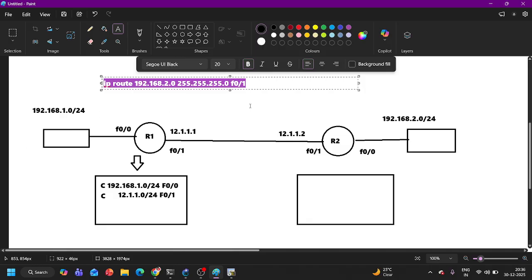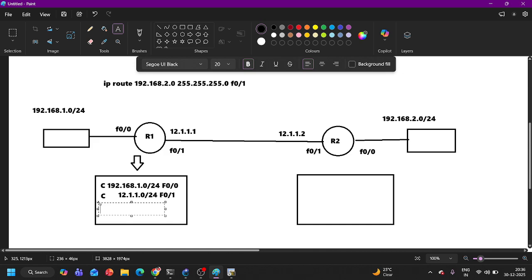As soon as you run this command, the router will make an entry here, right? This is a static route, so it will be denoted with S: 192.168.2.0/24 connected on FastEthernet 0/1. This is a static route, but it's still connected. Okay, I will talk about this. But now you can see you have added the route.